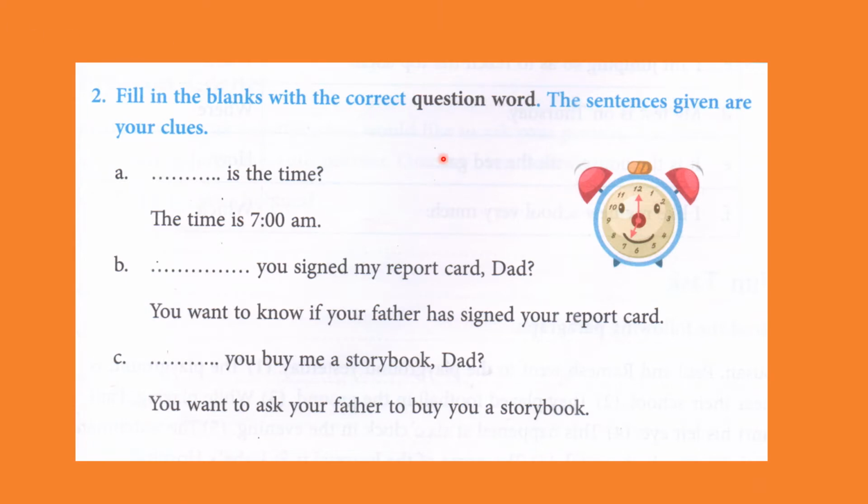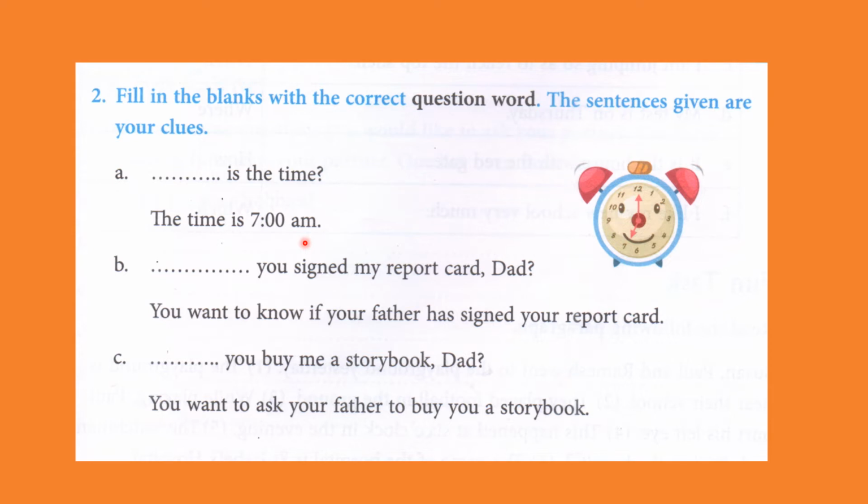Fill in the blanks with the correct question word. The sentences given are your clues. Children, here the question word is missing in the question. So we have to fill in the question word with the help of the answers given. Here the answer to the question is given. So with that we have to find what will be the question word.